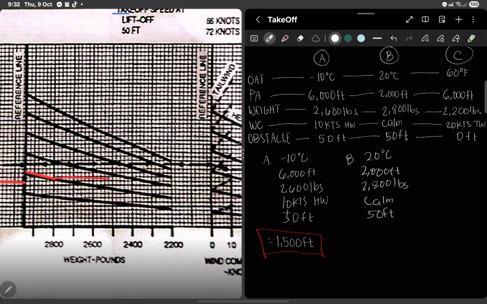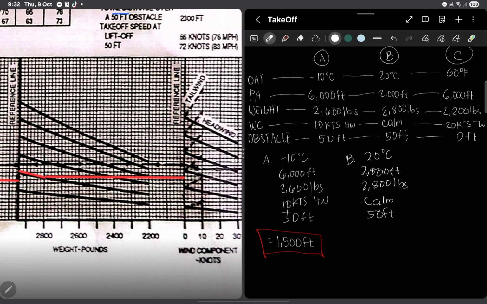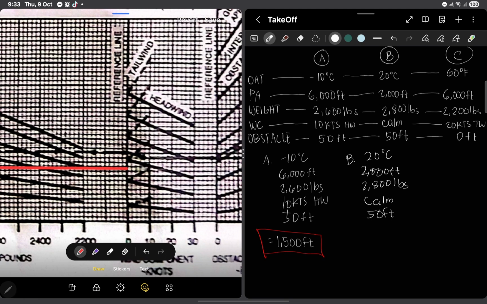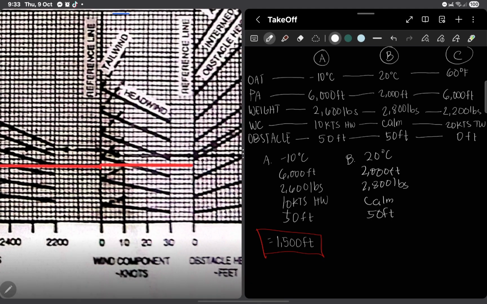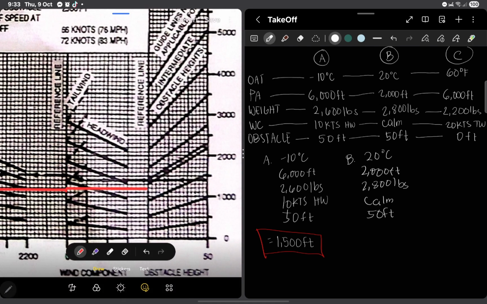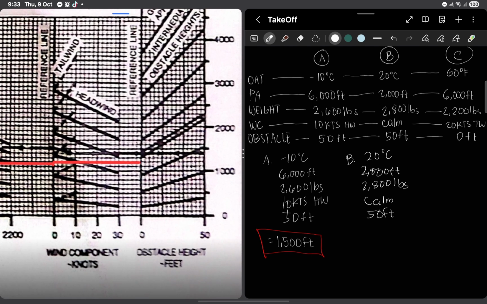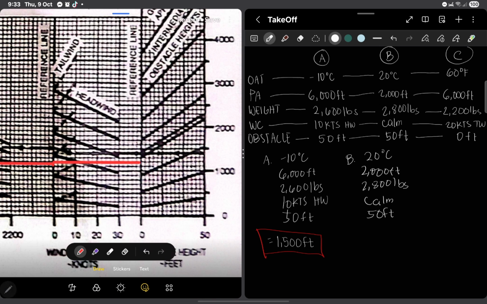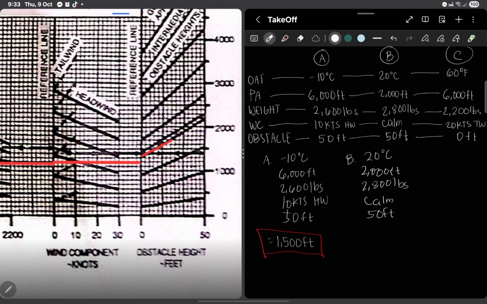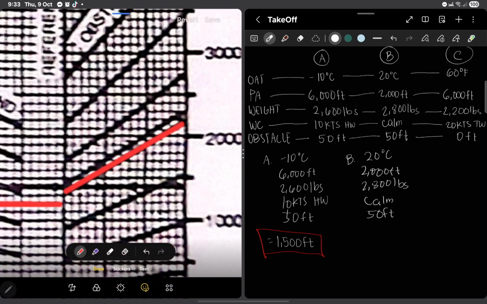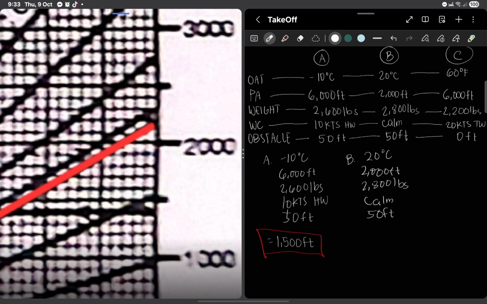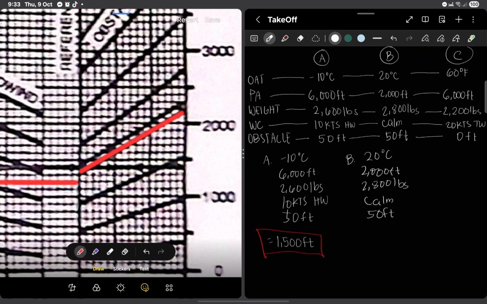Next up, you're going to follow along the line all the way over to the next reference line and check for your wind components. Since we have calm wind, we're going to continue straight ahead to our next reference line so that we can check for our obstacle. Now, we have our 50 feet obstacle, so we're going to follow the closest line that we have. That's slightly above 2,000, which we're going to give it 2,200. That's around 2,200 feet. And so that's the answer.